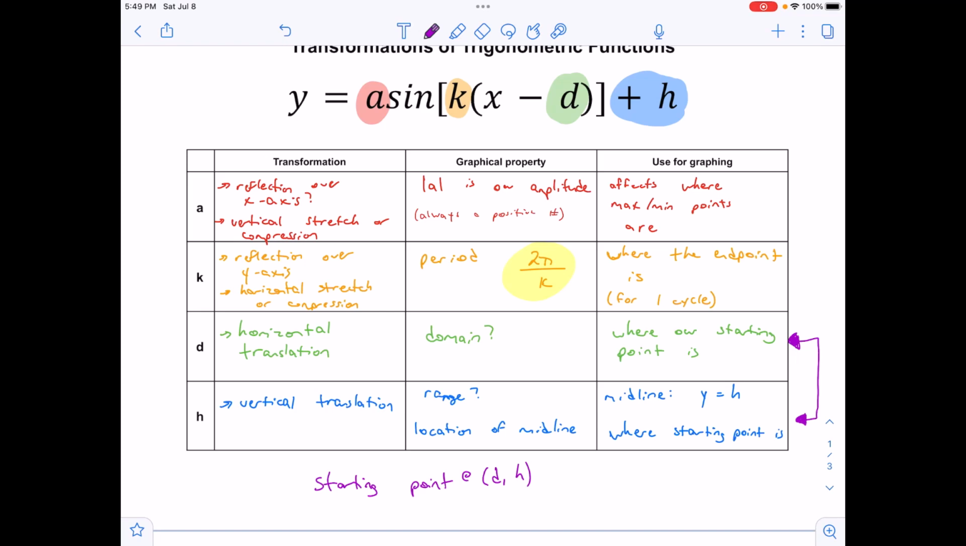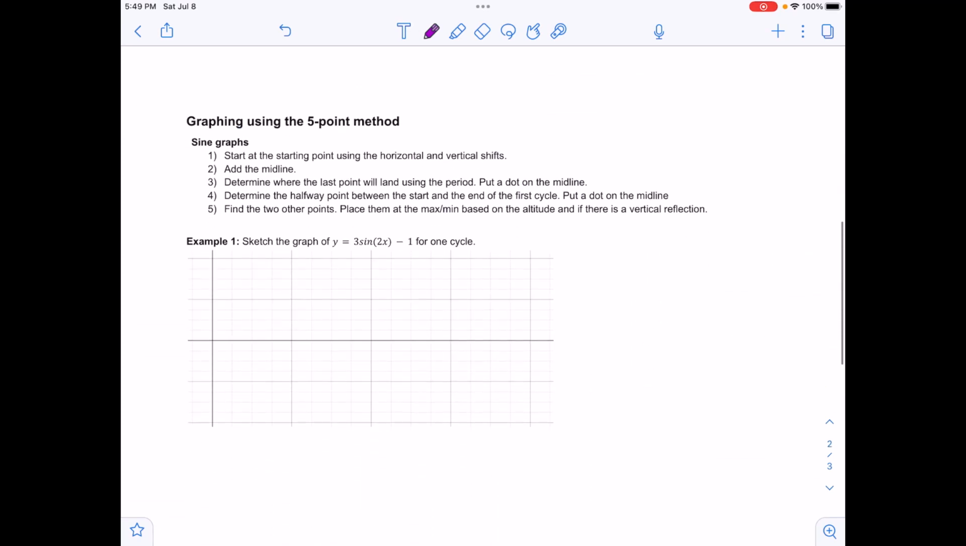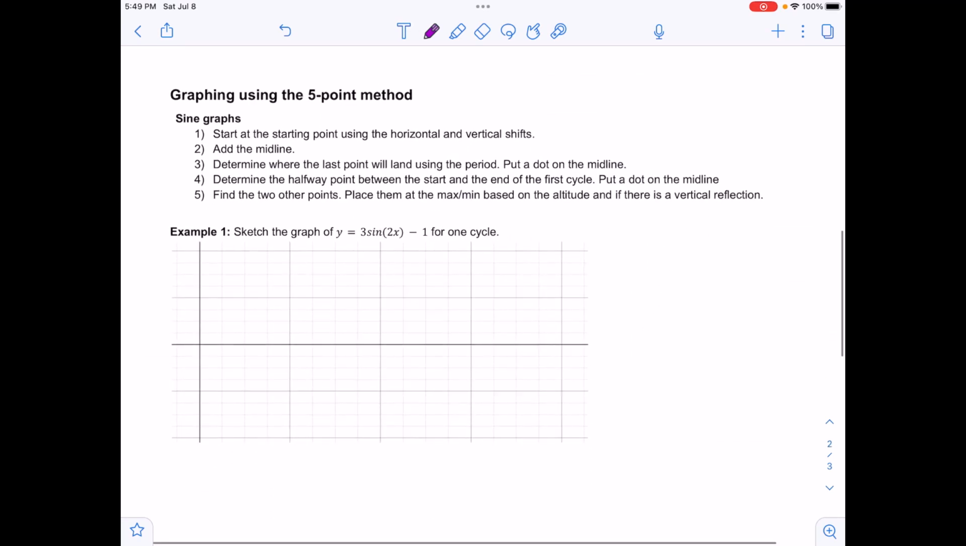That's where we start. So let's put all of this into practice now and let's actually graph a sine function. We're going to be using what I call the 5-point method. Maybe it's officially called this, I don't know, but this is where I'm starting. And I've listed the steps up top that we're going to follow, and we're going to do it all together for this function. So we've got the graph y = 3 sin(2x) - 1, and we're being asked to graph for 1 cycle.